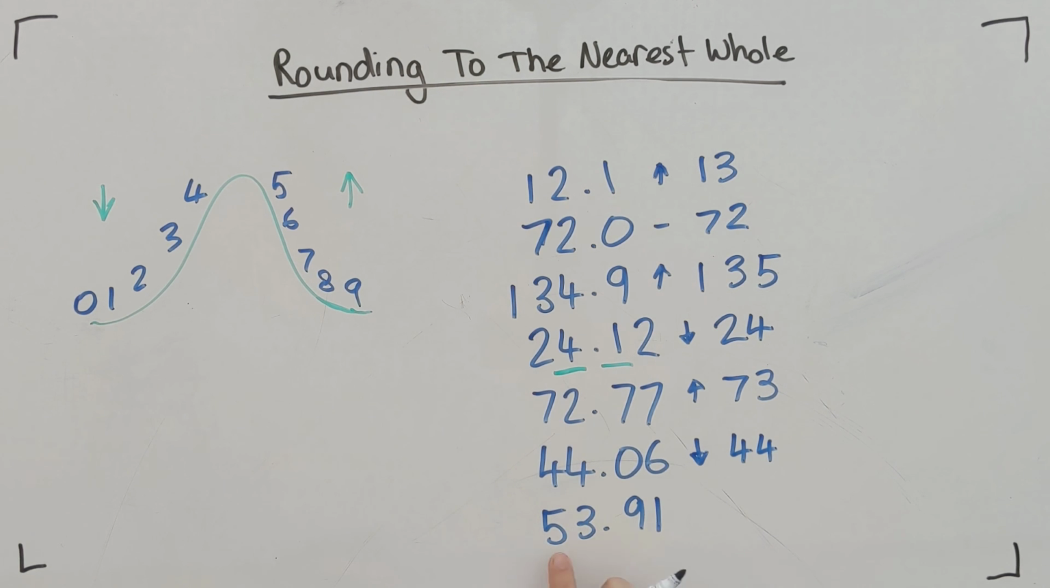Last example, 53.91. 3 is the whole, so we're looking at 9 in the tenths column. 9 is on the right-hand side of the hill. We're going up. 54. And that's how we round to the nearest whole.